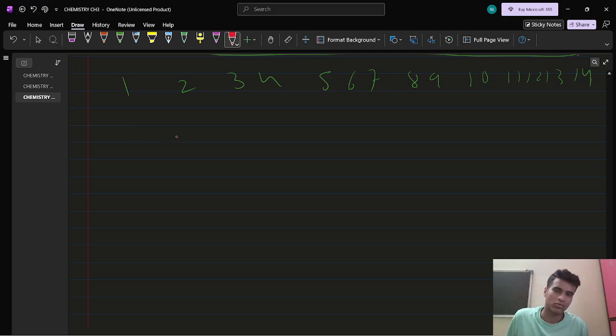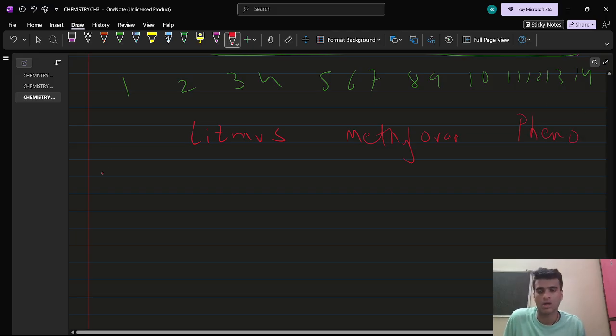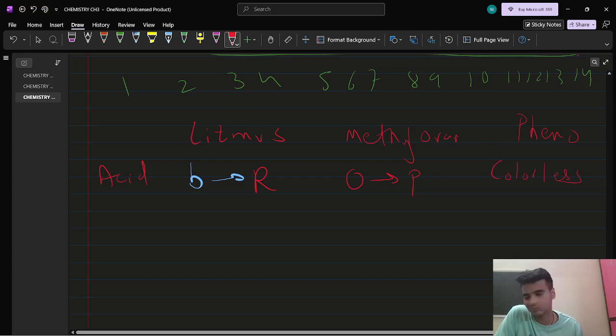Indicators का action we will do now. So litmus, methyl orange, and phenolphthalein समझो. Okay. So when a substance is acid, blue litmus will turn to red. Methyl orange will turn from orange to pink, and phenolphthalein will remain colorless.